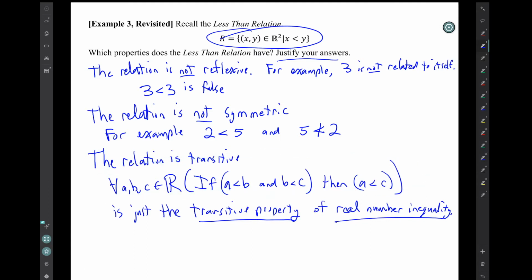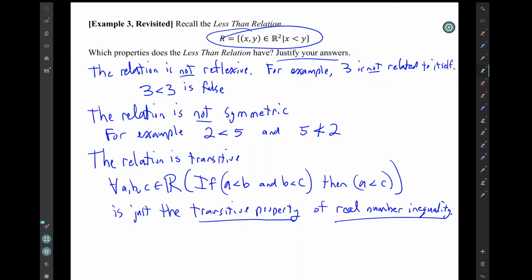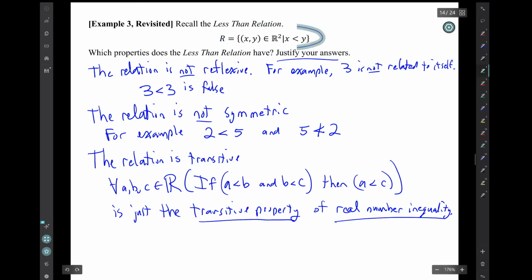So you can see that to prove that relations do not have a property is easy. You just give an example. You have to give an example. That example using the number x equals 3 was all we needed to be able to prove that the relation was not reflexive. This example using x equals 2 and y equals 5 was all we needed to do to prove that the relation was not symmetric. But to prove that the relation is transitive, we had to prove this universal statement. And we didn't actually have to prove it. We could just cite it, say that that's a property of real numbers, property of real number inequality.